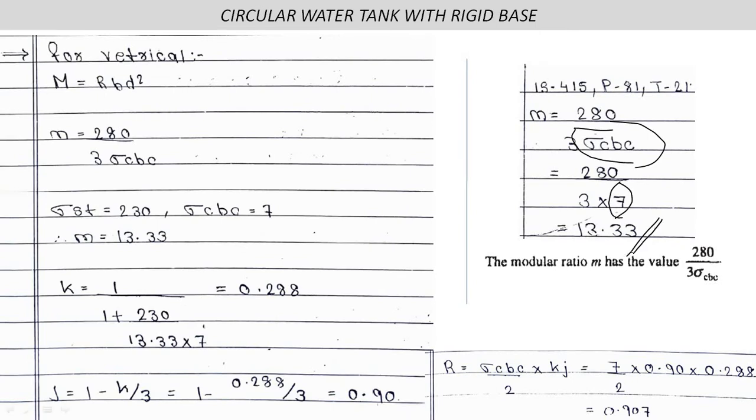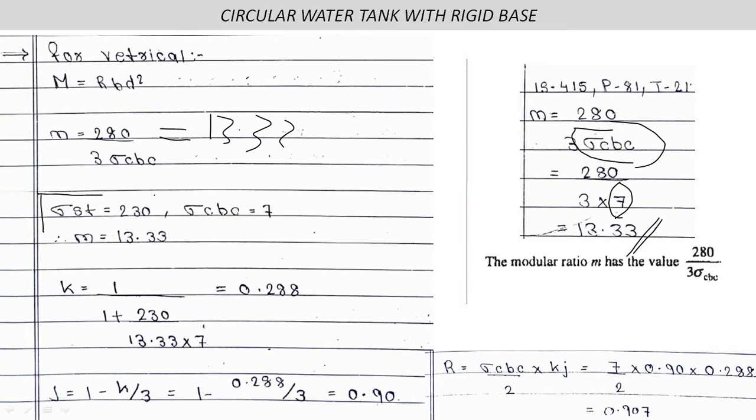So we have found the modular ratio as 13.33. So we have used 13.33 as a modular ratio. Next we will use the sigma ST.